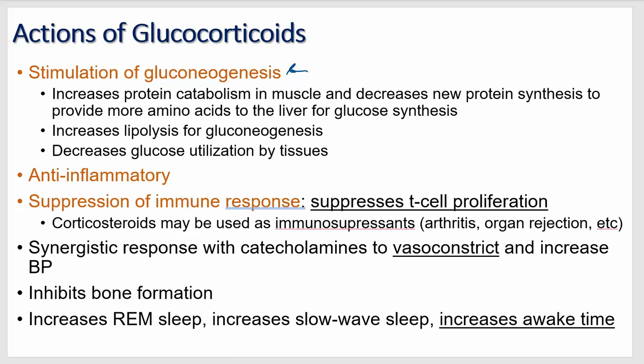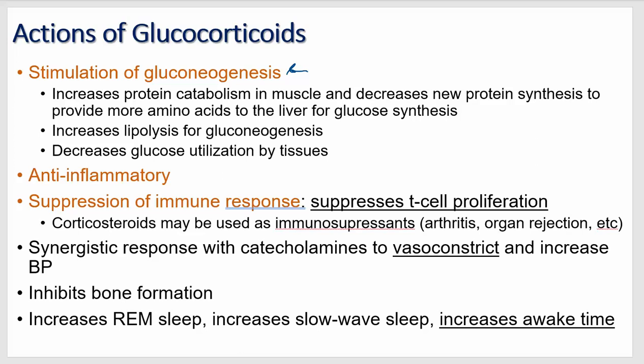for other purposes. So glucocorticoids are also anti-inflammatory, so they can reduce inflammation. This is a lot of times why we give steroids. We give steroids to reduce inflammation, it reduces prostaglandins. All right, so suppression of immune response suppresses T cell proliferation.